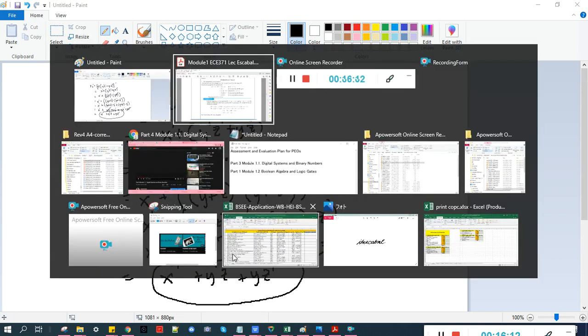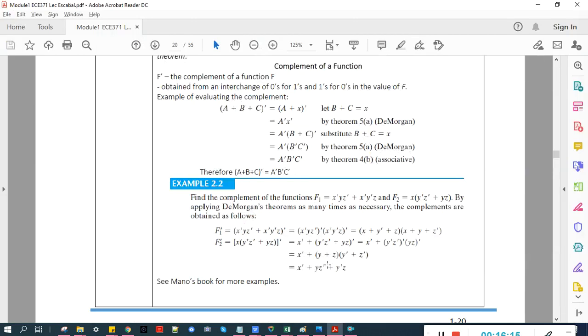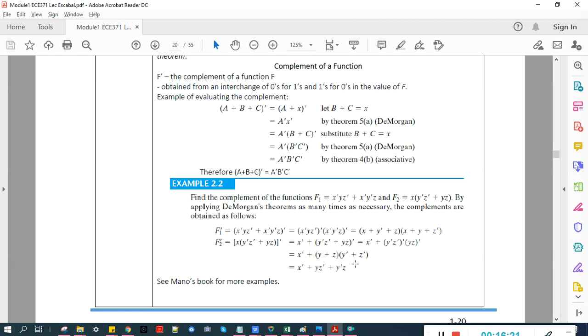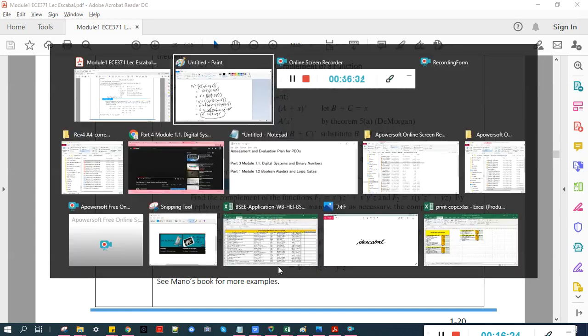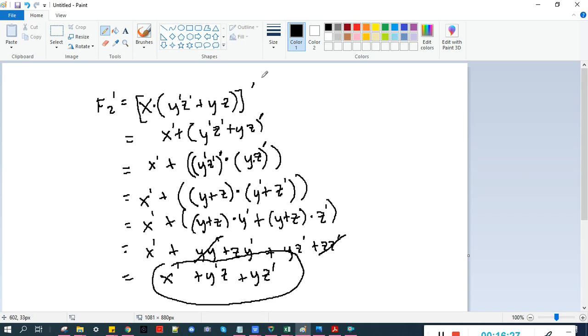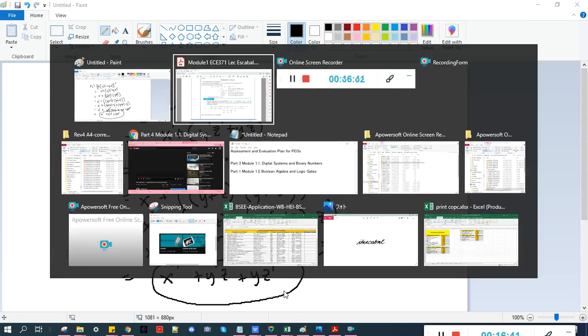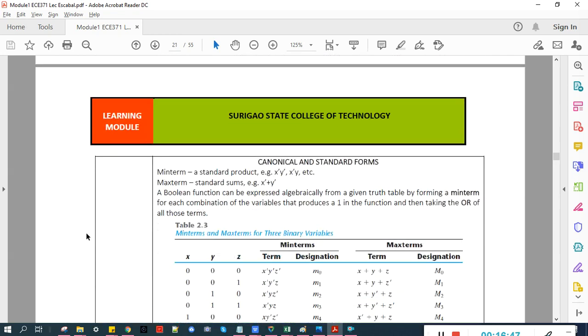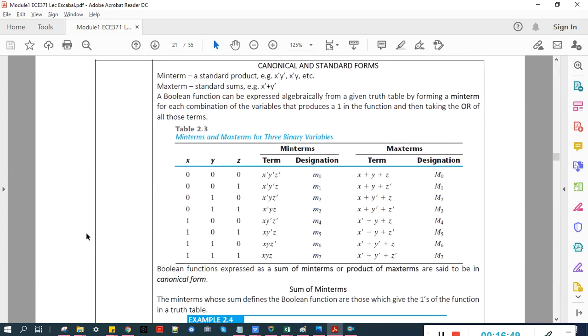Let's check the book's answer if it's the same. So x prime plus yz prime, x prime plus y prime z, so the same. So that's how you simplify or evaluate the complement of a function. You apply De Morgan's theorem many times until the expression is simplified. Next, let's go to the canonical and standard forms.